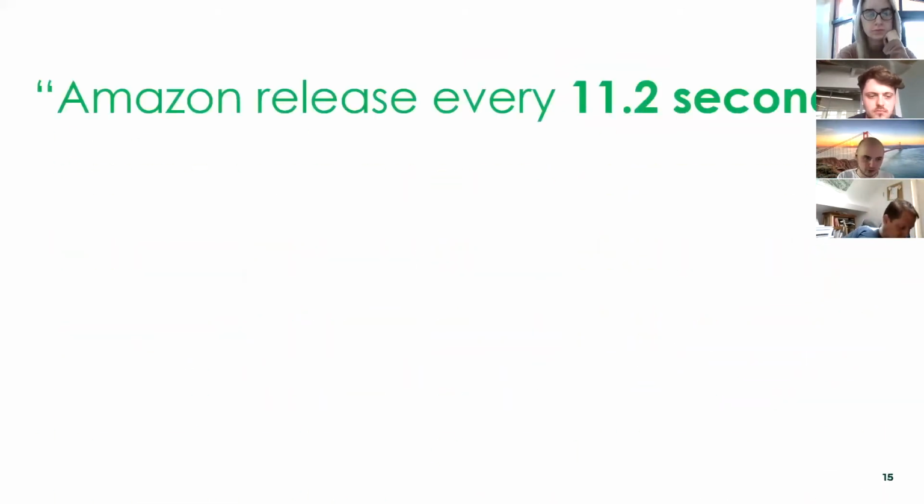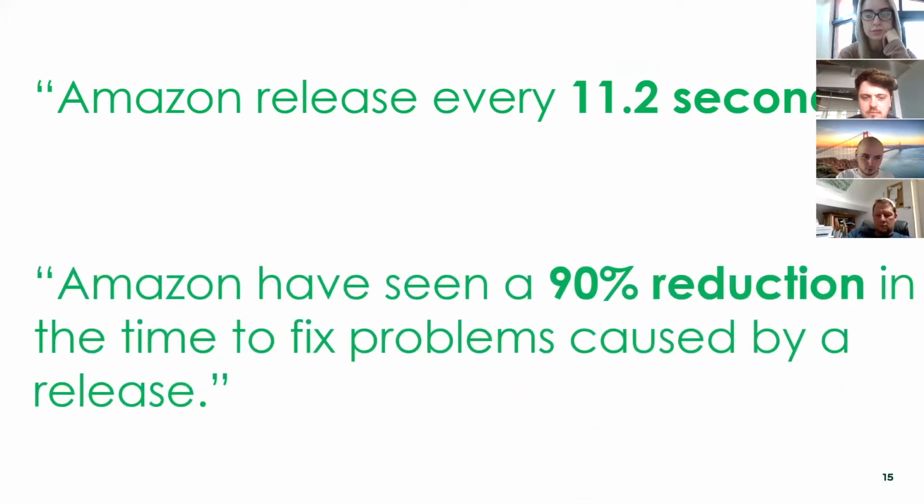Like I said, you hear these stats about Amazon releasing every 11.2 seconds, which is crazy to think about, crazy to absorb, and it makes you think, oh, they're just going really fast, and that's it. But actually, with that, they've seen a 90% reduction in the time to fix problems caused by a release. So again, it's following on from that idea: the smaller and more isolated the changes you can get out there, the quicker it is to fix if something goes wrong. And that's completely changed my approach to testing and how I approach work.